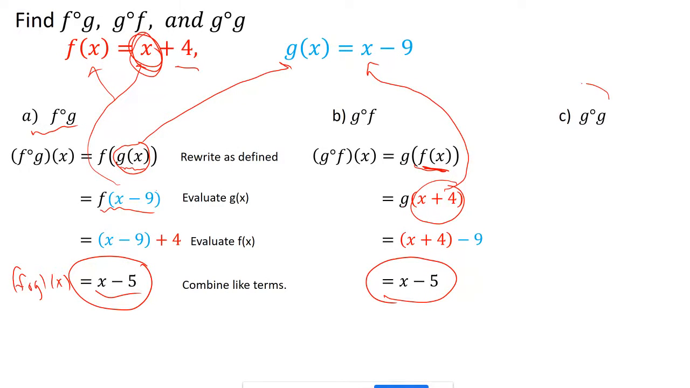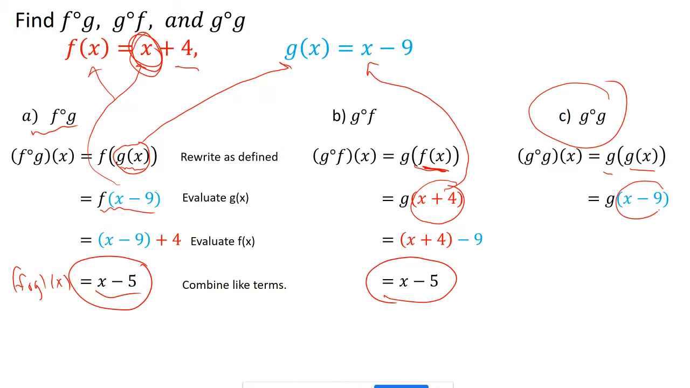And I get this question asked a lot for letter C. Well, what is g composed of g? So the best thing to do is rewrite it the way it's defined. So you can see that g composed of g is going to be g of g of x. So you work with the inside first. g of x is x minus 9. And x minus 9, you're going to find the x, plug it in for the x. So we get x minus 9 minus 9, which is x minus 18. So these are compositions.